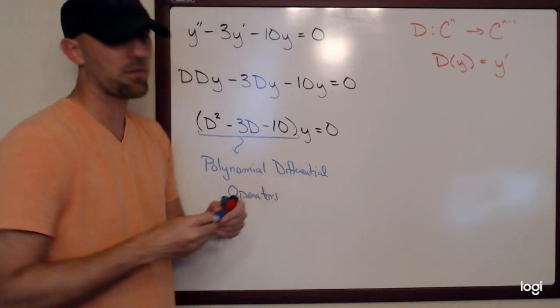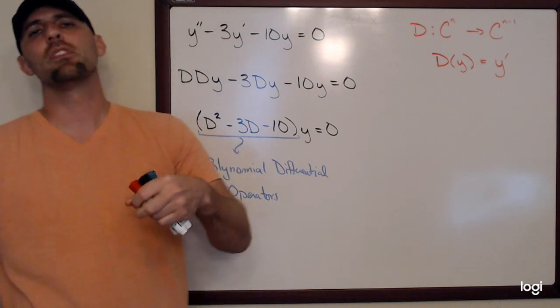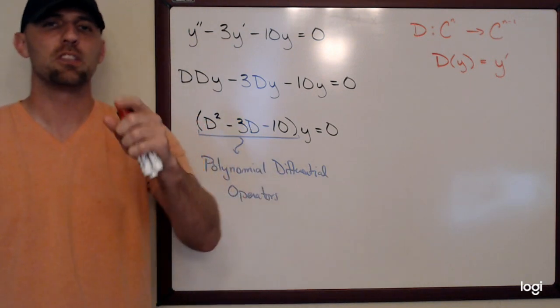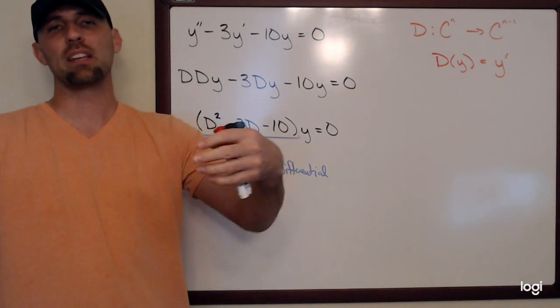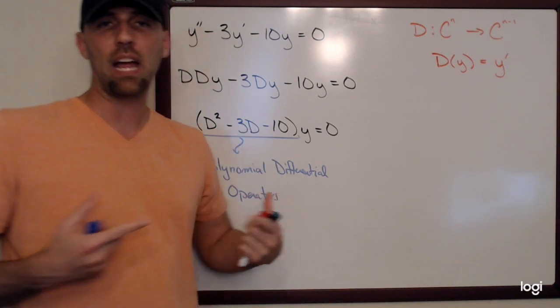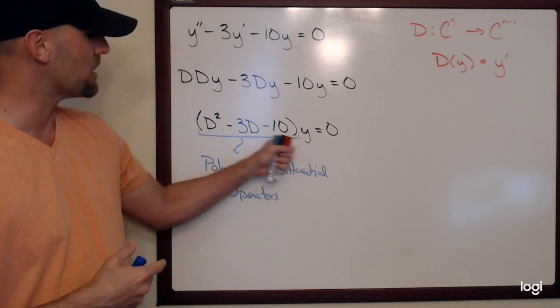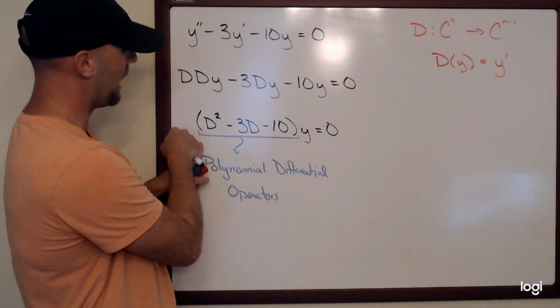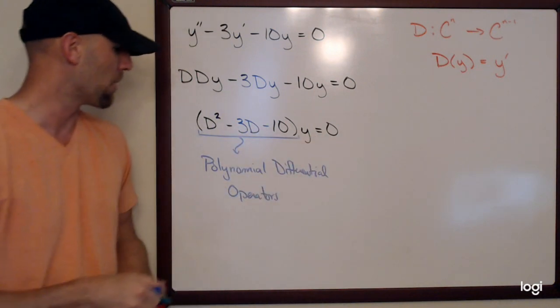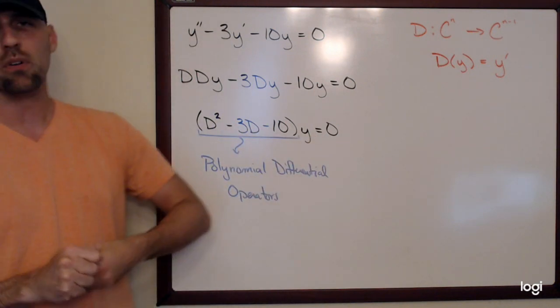Okay, polynomial differential operators. It's an operator because it has an effect on something. Specifically, it is a left-hand operator. Our derivative notation only makes sense to the left of an object. I take the derivative of this, so I can't write this as y and then my differential operator. So this is a polynomial differential operator.